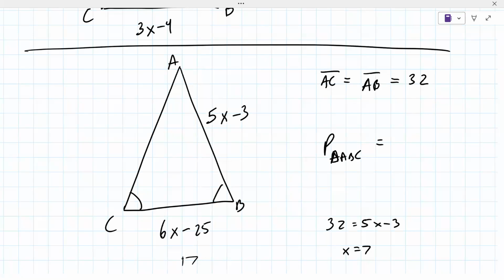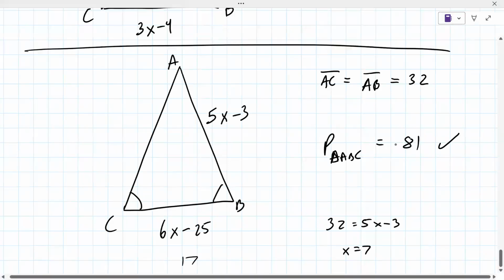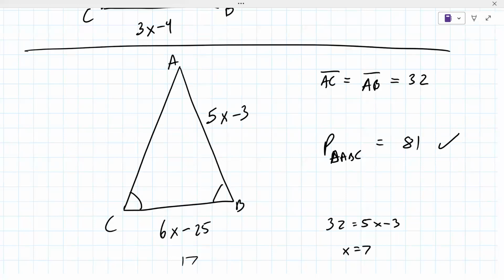Now you want the perimeter. Do I do the perimeter now? 32 plus... Yes. Is 81. Okay. All right, another problem here.